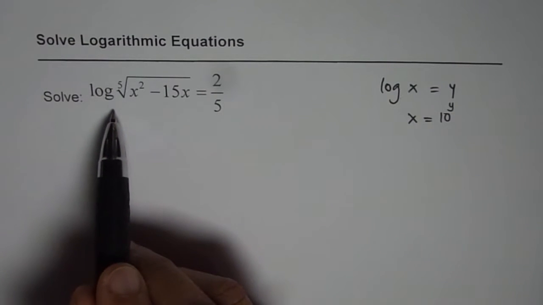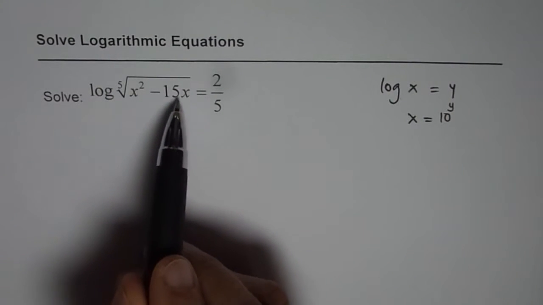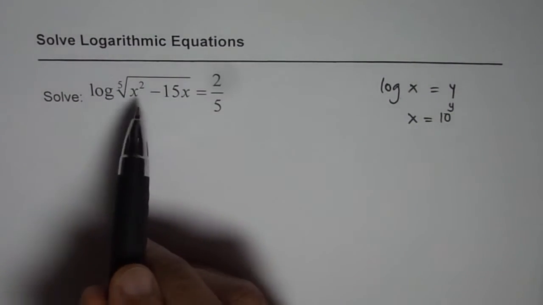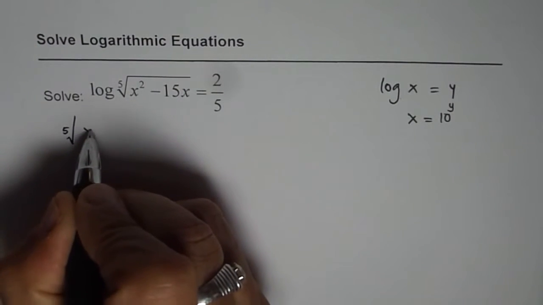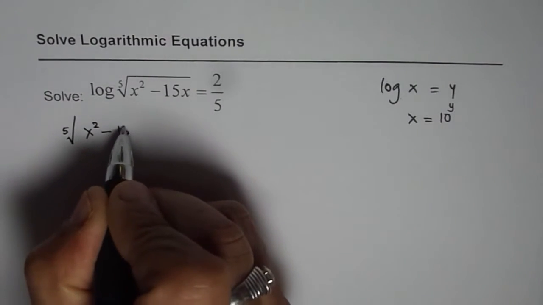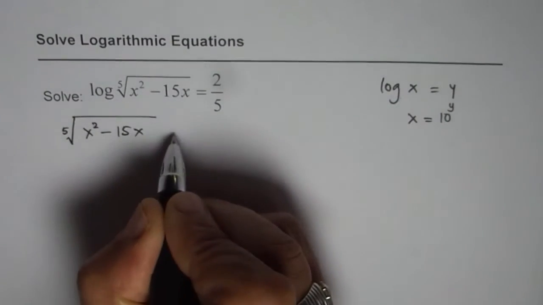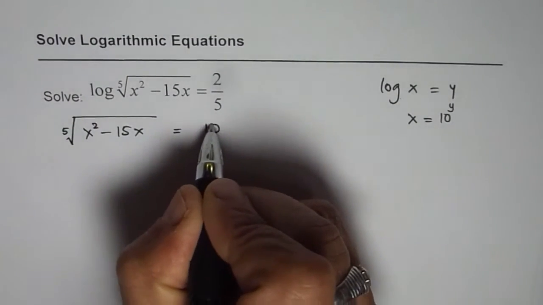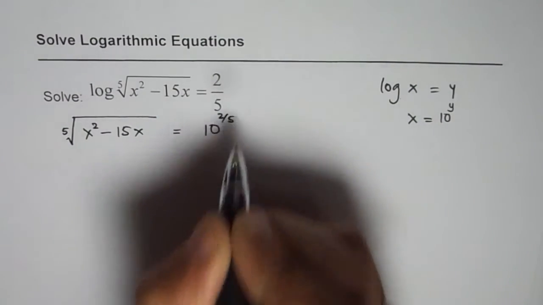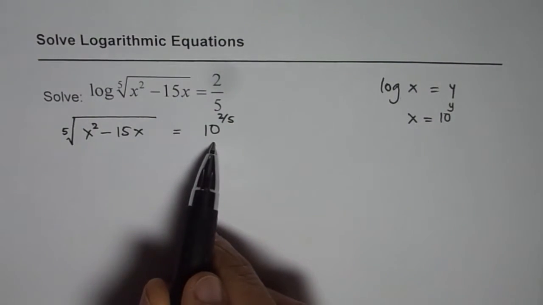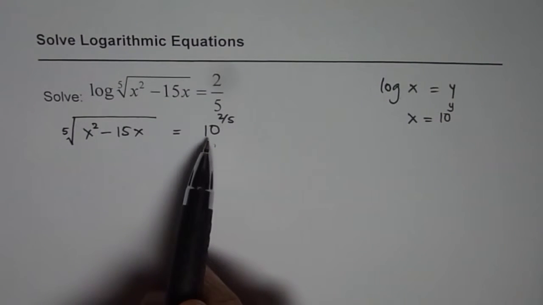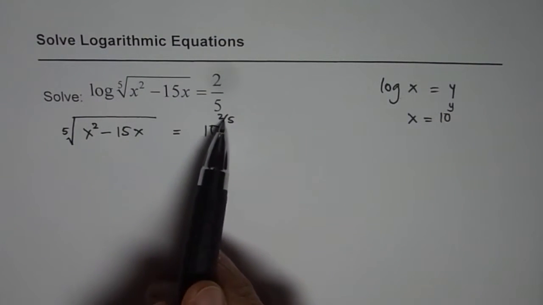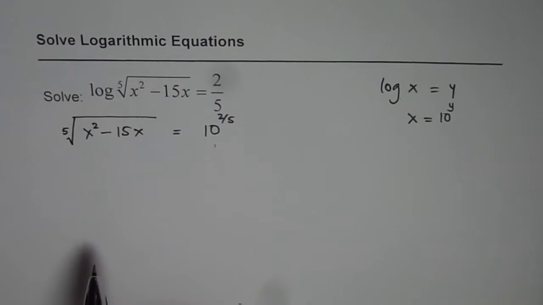So we have log of the fifth root of x squared minus 15x equals 2 over 5. I can write this as the fifth root of x squared minus 15x equals 10 to the power of 2 over 5, correct? So that is writing it in the exponential form. Log is to the base of 10. Now we have taken base 10 and the exponent of 2 over 5.